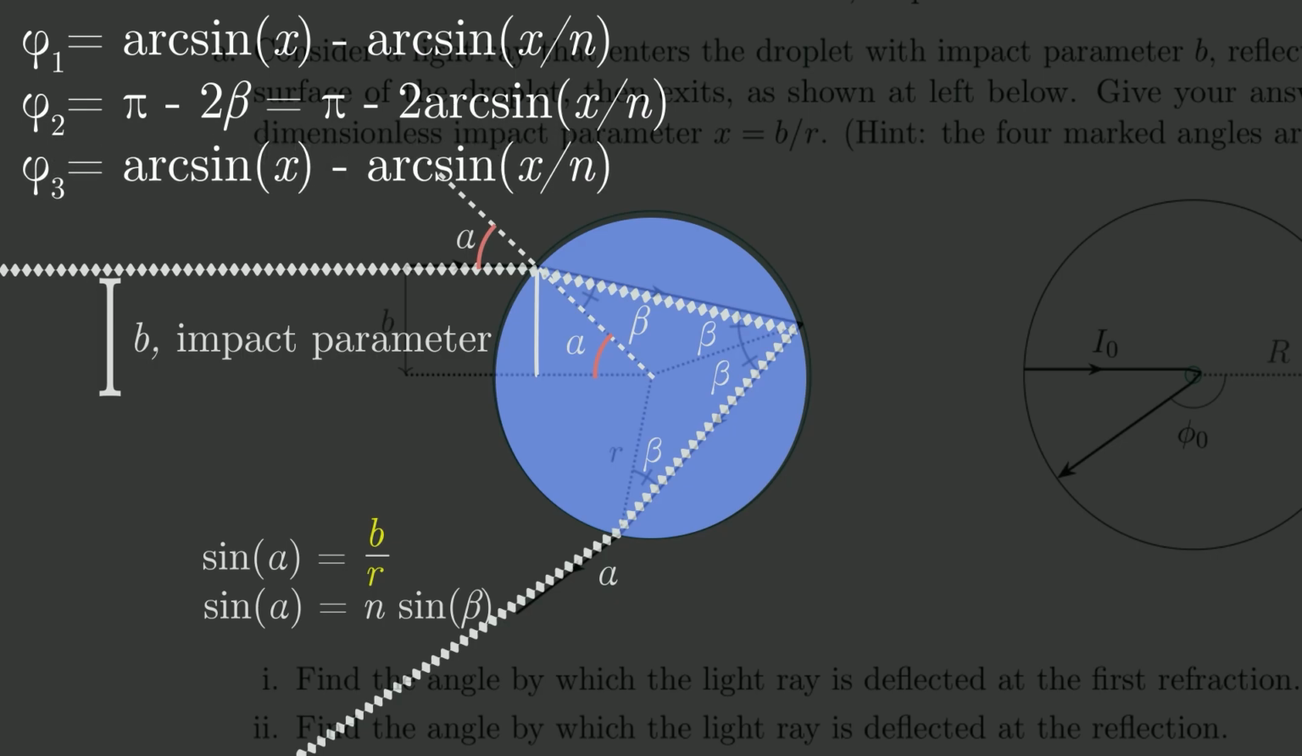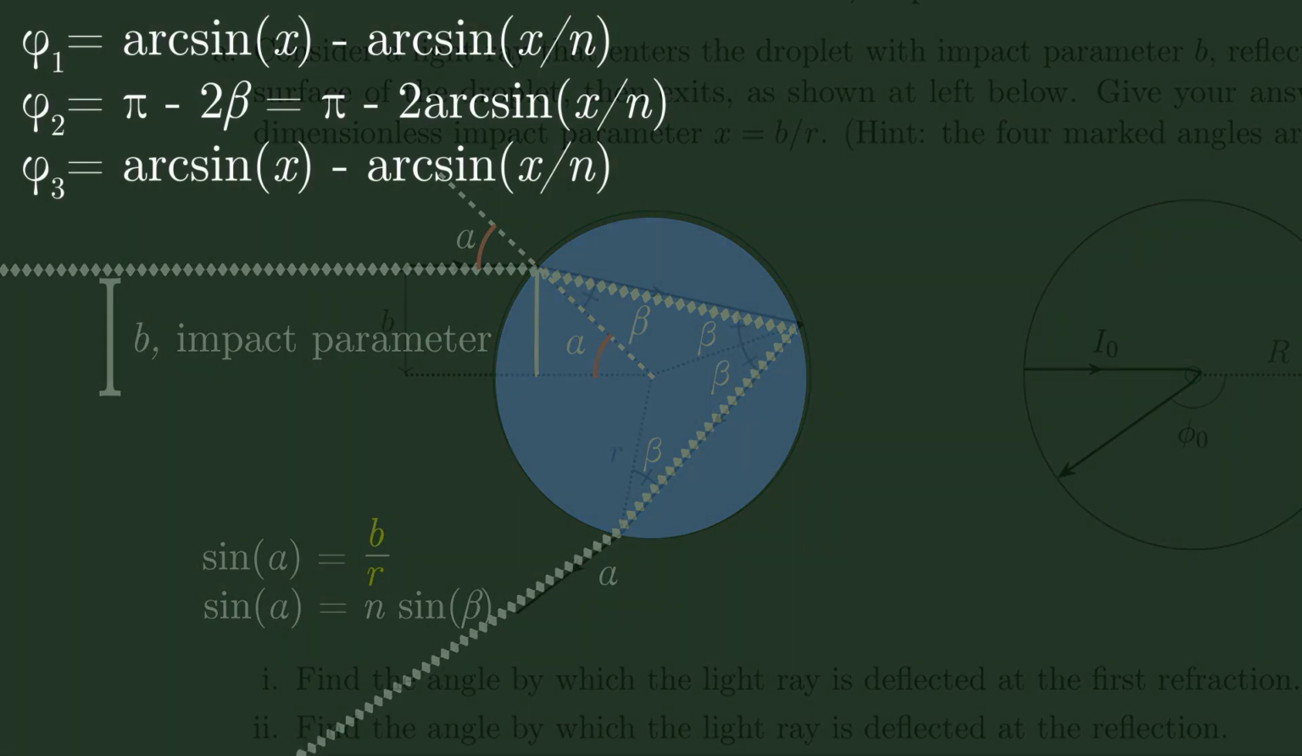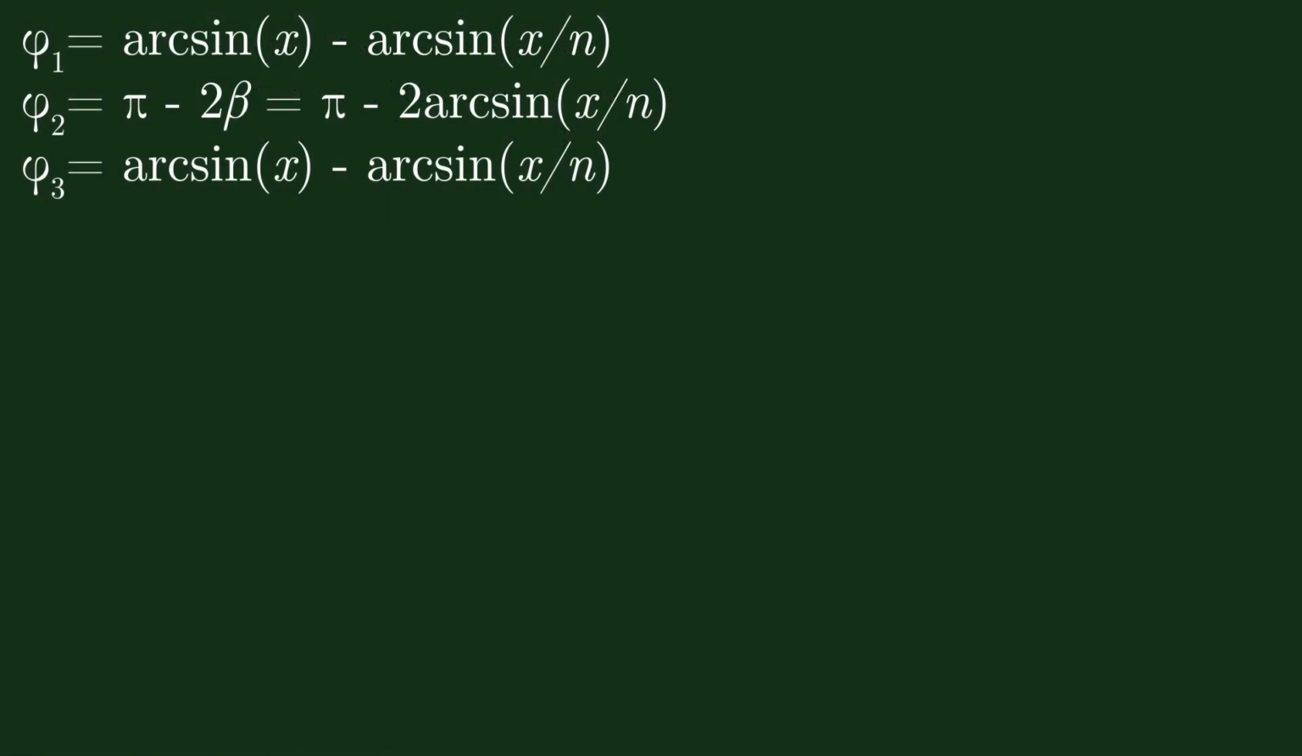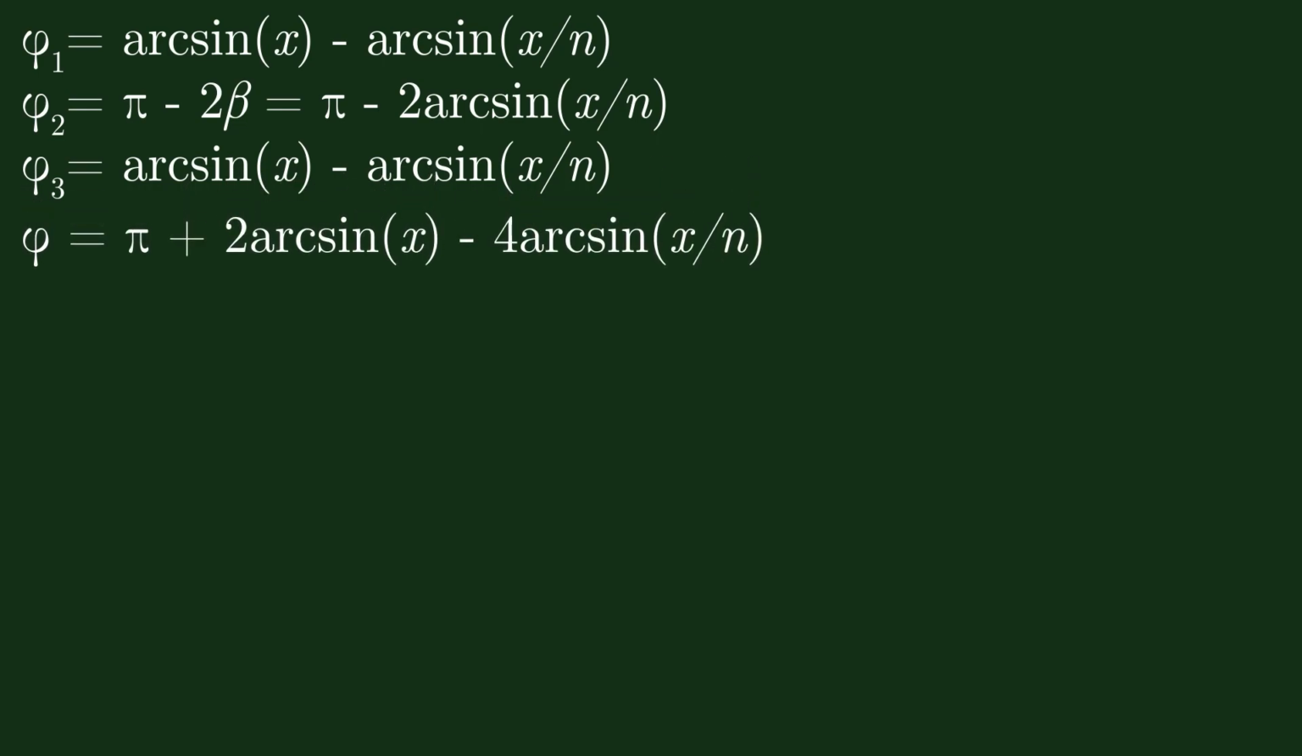Thus, the deflection in the third part is the same as the first part, arcsine of x minus arcsine of x divided by n. Combining all three deflections, we can figure out what the total deflection is, which is pi plus 2 arcsine of x minus 4 arcsine of x over n. And that is our solution to part A.